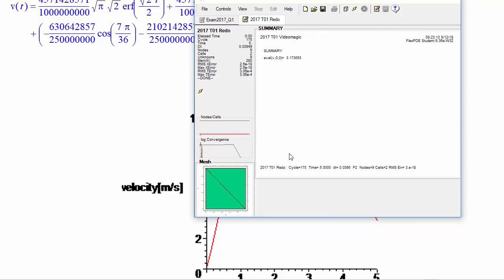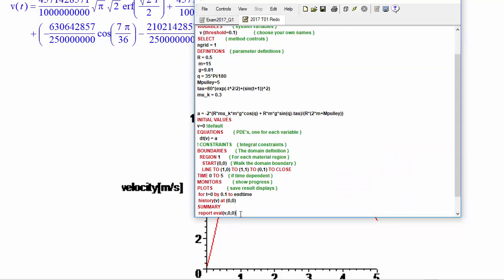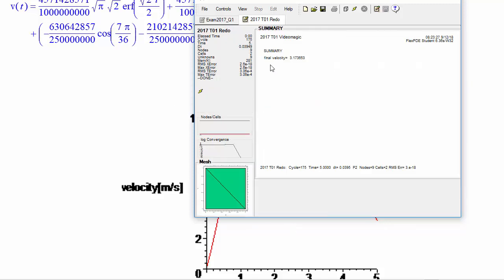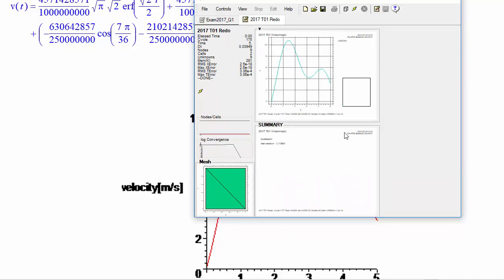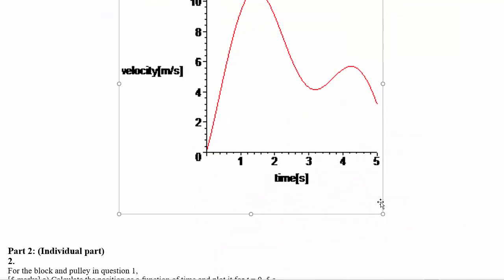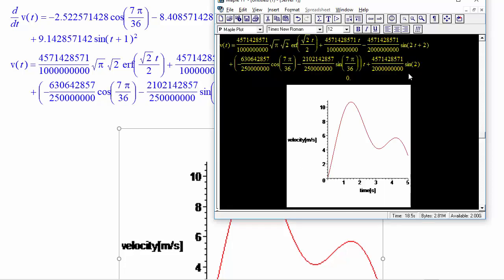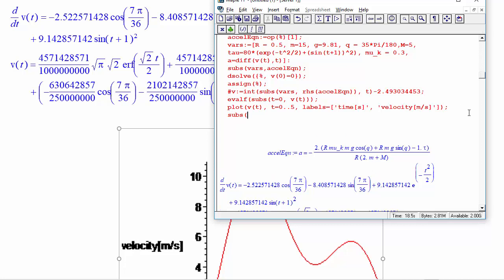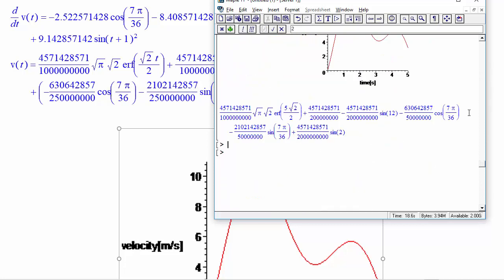Okay, so pretty small font here, but it actually is saying what the quantity is. You can give a label to that, as final velocity. And there we go. Now it's labeling out final velocity in the summary box. Is that the same as we got with Maple? Let's check. Subs t equals 5 into v at t, and evaluate that. Yeah, 3.174. Okay.